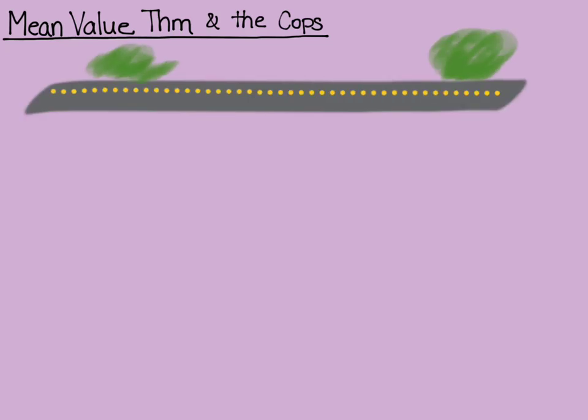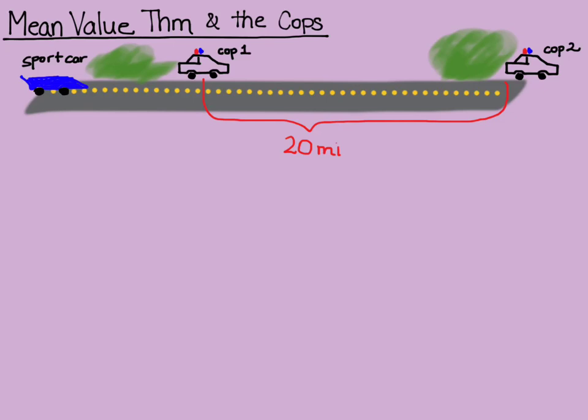The local cops also use the mean value theorem from time to time in order to catch speeding cars. Let's consider the following scenario. Cop 1 and Cop 2 have stationed themselves along Reservation Road, and there's a sports car that's speeding down Reservation Road. The cops know that they are 20 miles apart from each other. And at 2 p.m., Cop 1 clocks the sports car going past him at 30 miles an hour. At 2:10 p.m., Cop 2 clocks the sports car going past him at 25 miles per hour.